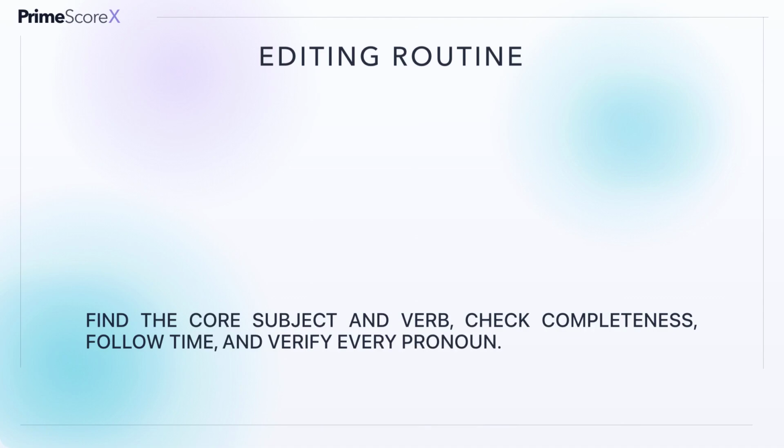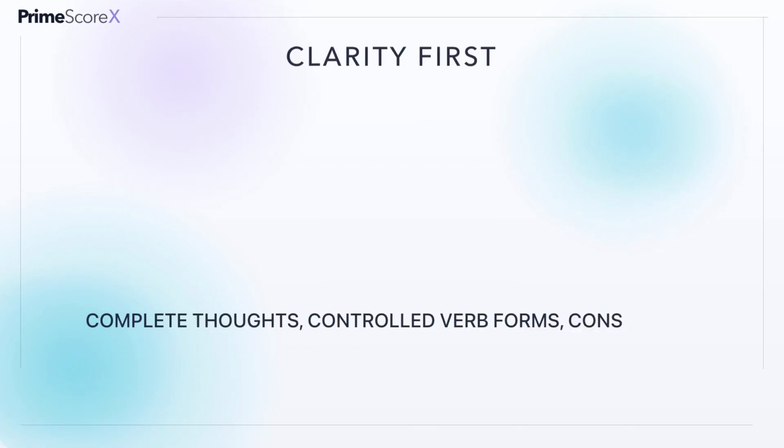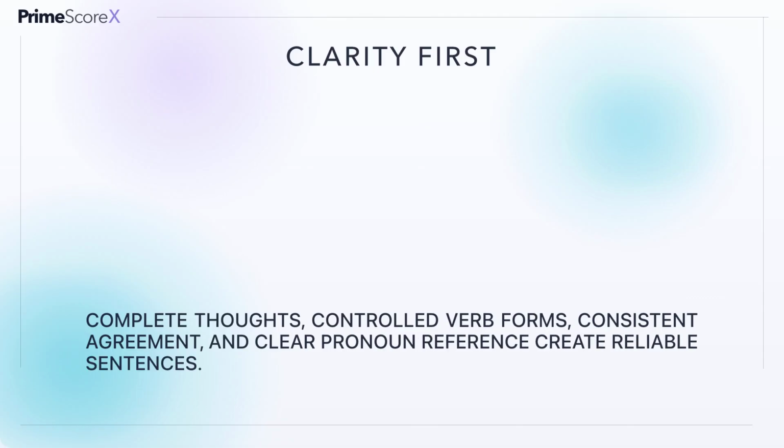Use a short sentence control routine. First, locate the subject and main verb. Second, decide whether the thought is complete. Third, check whether nearby complete clauses are connected correctly. Fourth, follow the verb tense through the paragraph. Fifth, trace each pronoun to a clear noun. This process catches the highest value grammar errors without requiring long rule lists.